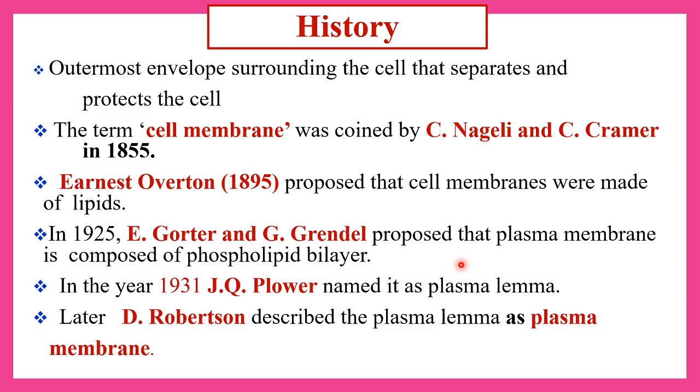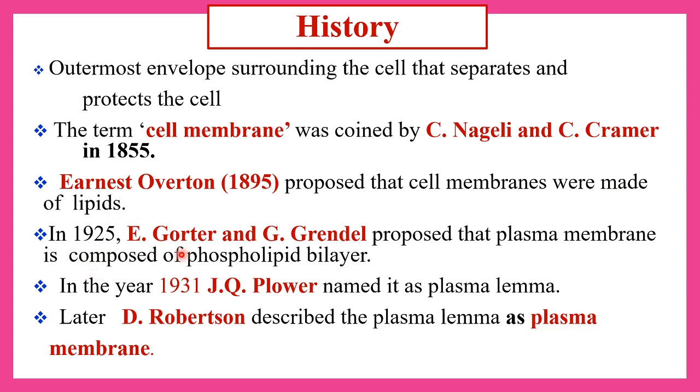History of plasma membrane. It is the outermost envelope surrounding the cell that separates and gives proper shape and support to the cell, and it also gives protection to the cell. The term cell membrane was coined by Kramer and Nageli in the year 1855. Later in the year 1895, E. Overton described that these membranes are made up of lipids.